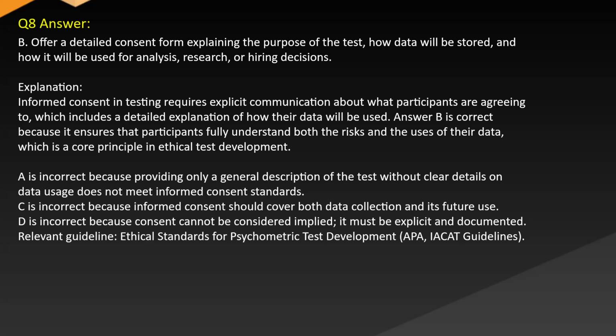A is incorrect because providing only a general description of the test without clear details on data usage does not meet informed consent standards. C is incorrect because informed consent should cover both data collection and its future use. D is incorrect because consent cannot be considered implied. It must be explicit and documented. Relevant guideline. Ethical standards for psychometric test development, ICAT guidelines.